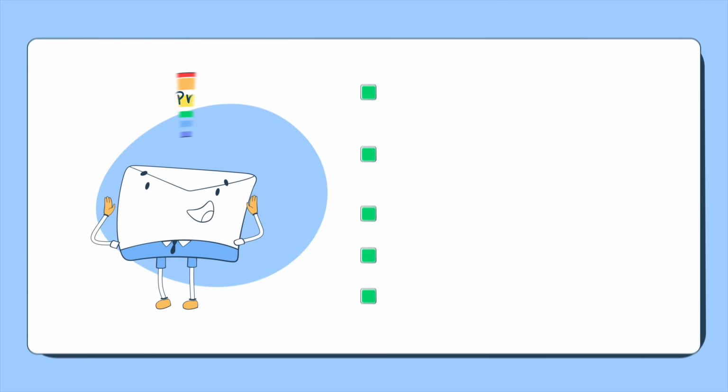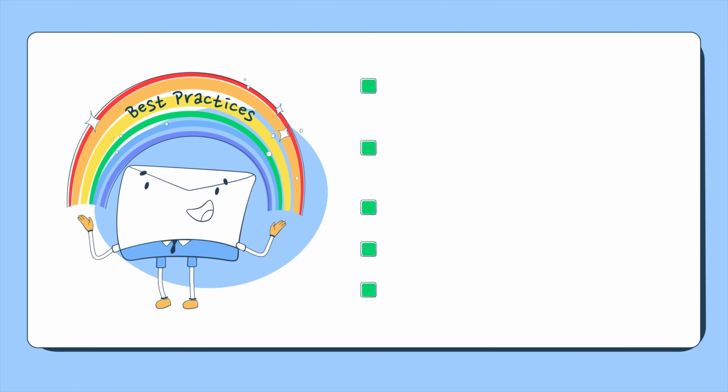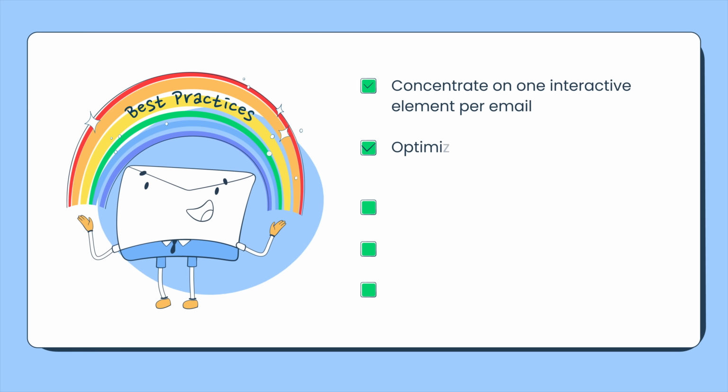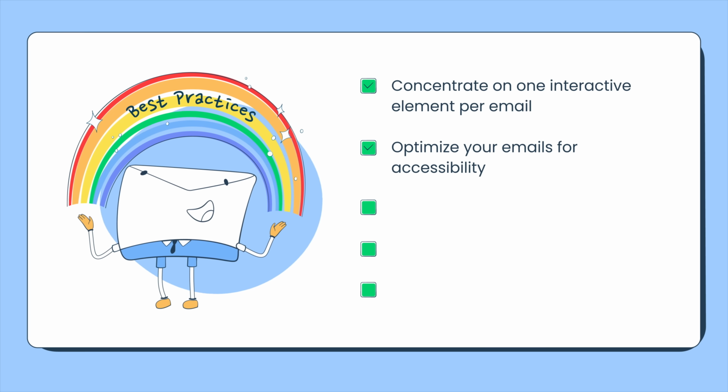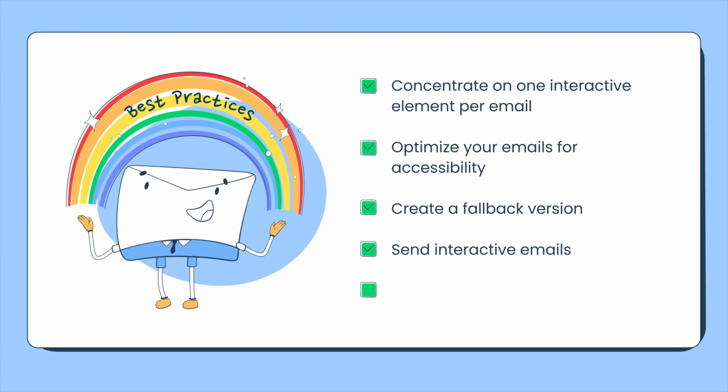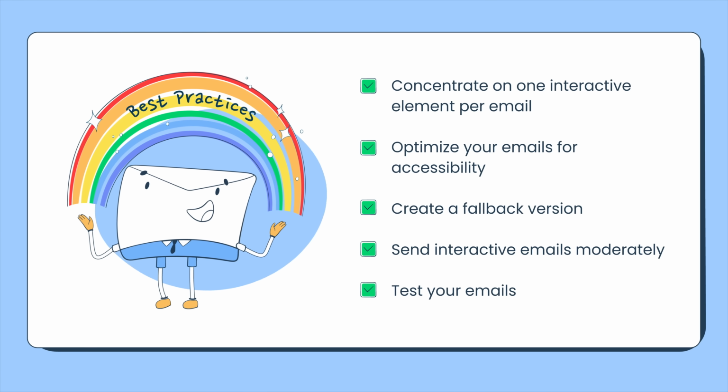So here are some best practices to keep in mind. Concentrate on one interactive element per email. Optimize your emails for accessibility. Create a fallback version with HTML and plain text. Send interactive emails moderately. Dedicate time and resources to testing.